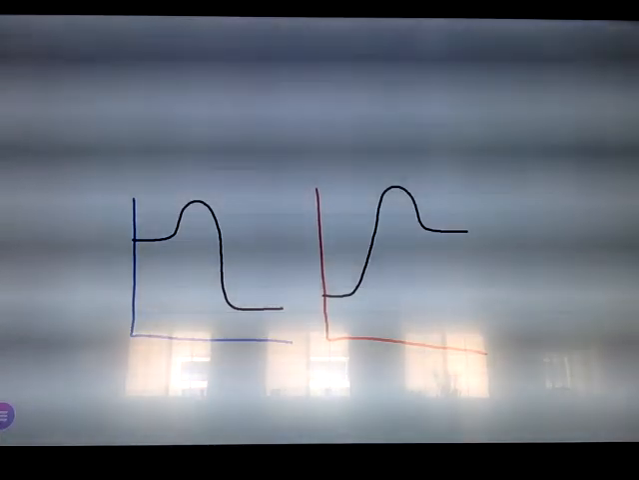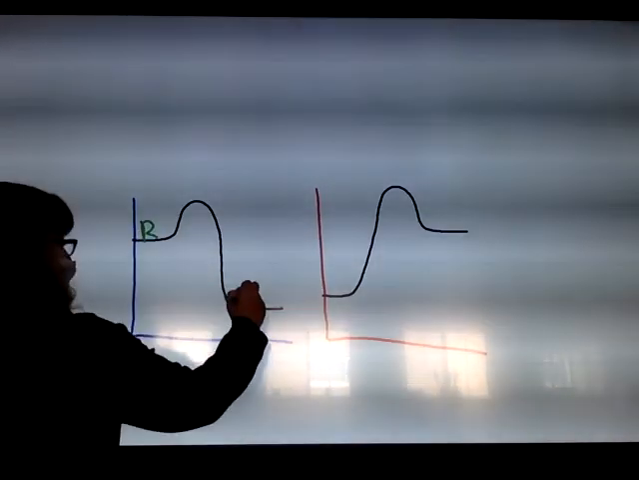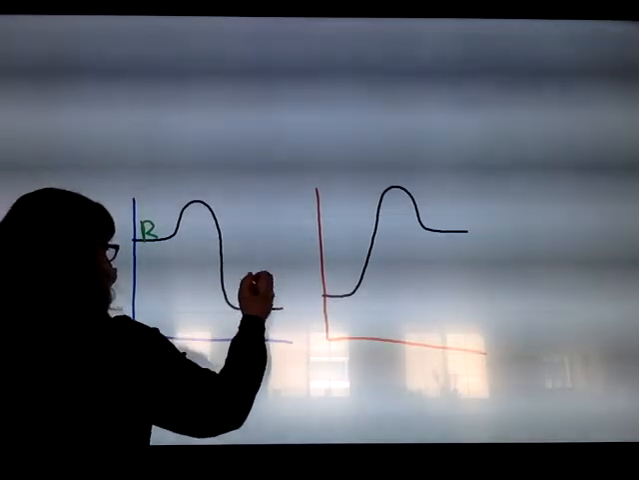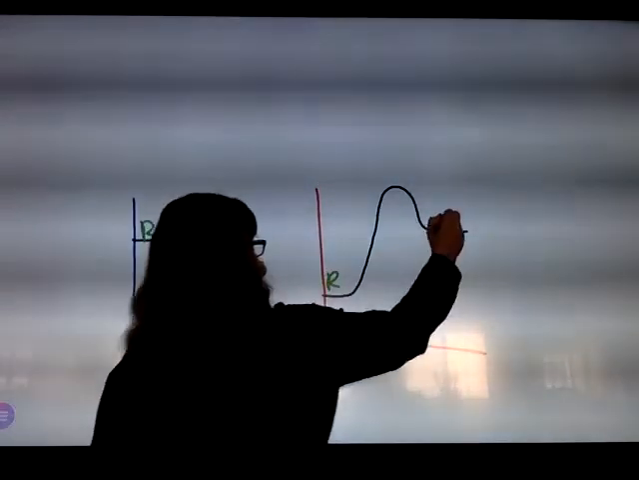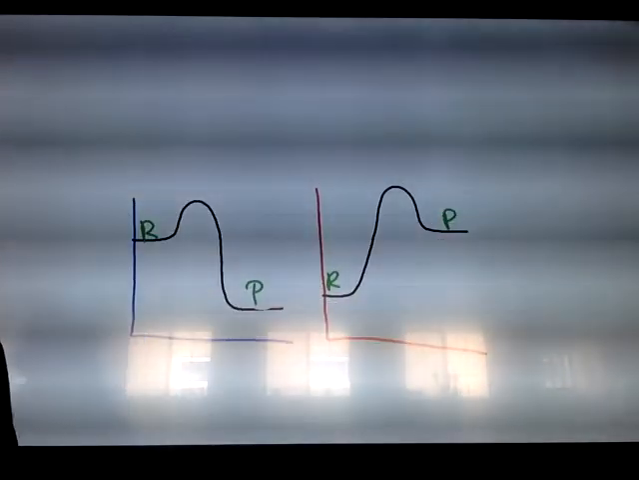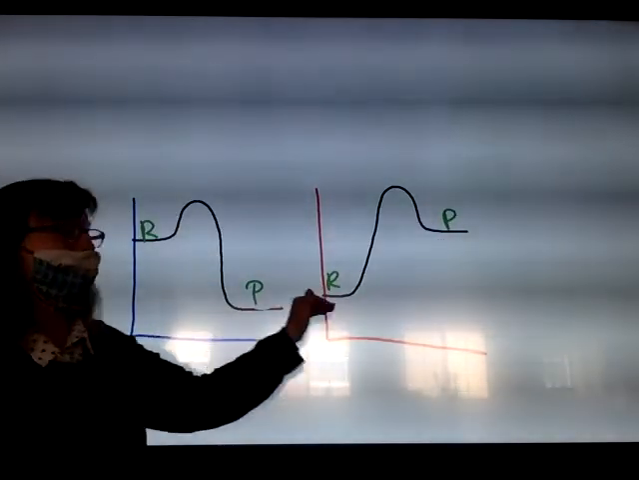Okay, so let's take a look. We still have reactants. We still have products. So let's make that clearer. Reactants, products. And in both cases, we're talking about a forward reaction.